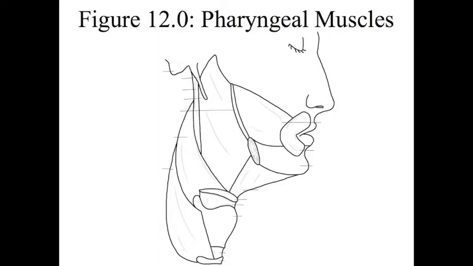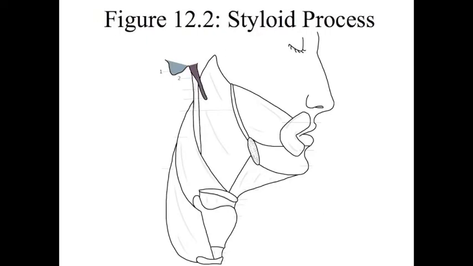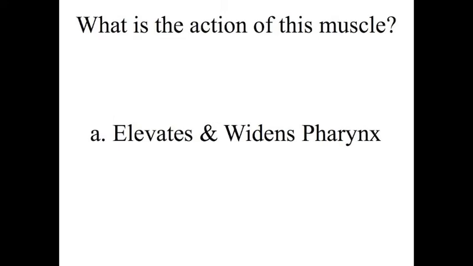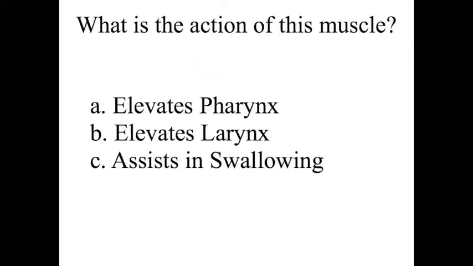Figure 12 is the pharyngeal muscles. Number 1 is the mastoid process. Number 2 is the styloid process. Number 3 is the stylopharyngeus muscle. This muscle elevates and widens the pharynx. Number 4 is the superior pharyngeal constrictor. Just like the other pharyngeal constrictors, it has the same action. It elevates the pharynx, elevates the larynx, and assists in swallowing.